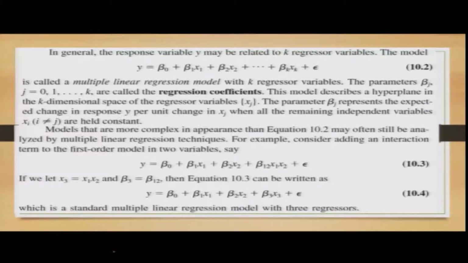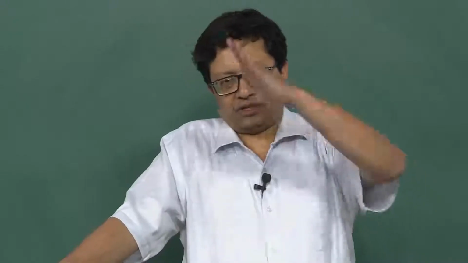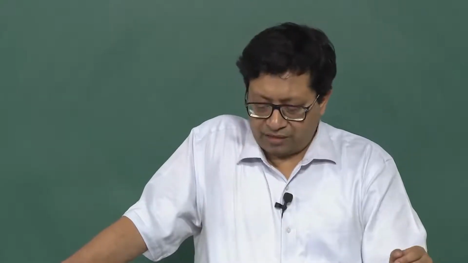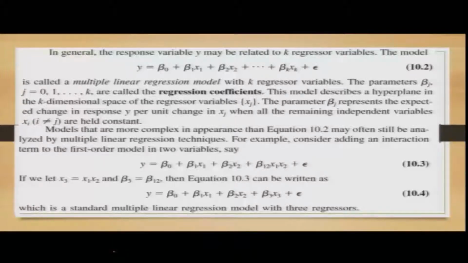Beta naught is the value at which there is no independent variable and it basically cuts or touches the y axis, of the planes, or the hyperplanes in the n dimensional space, where it touches the y axis. This model describes a hyperplane.